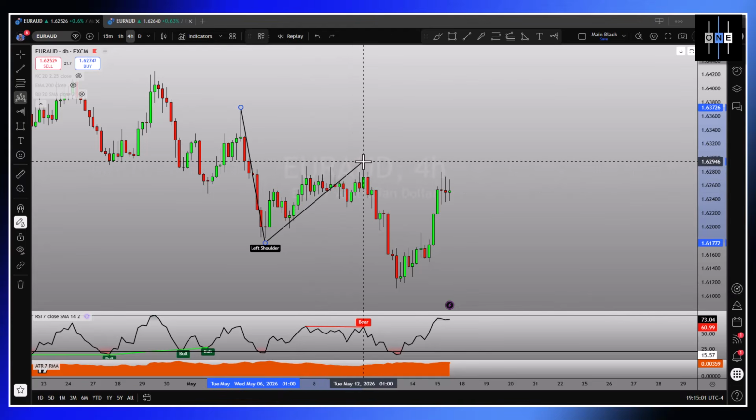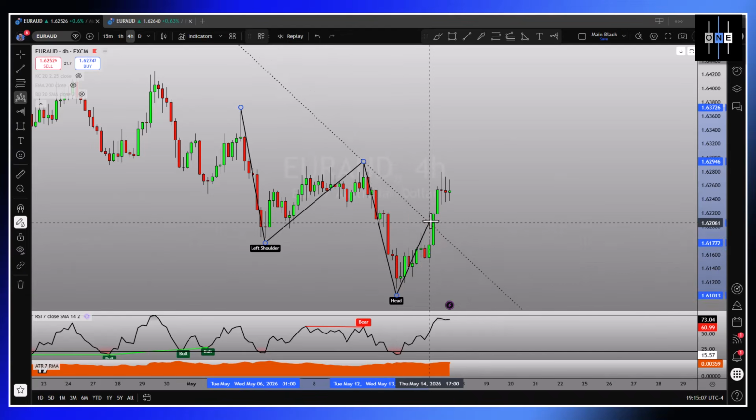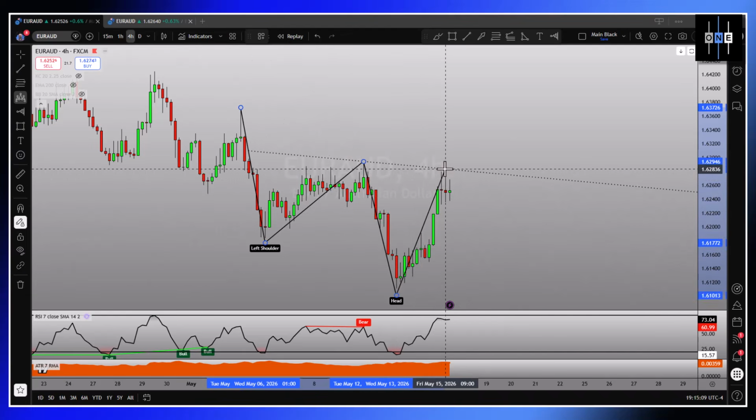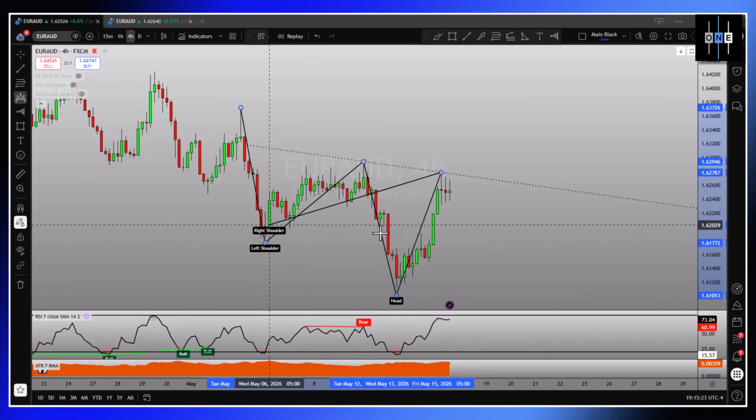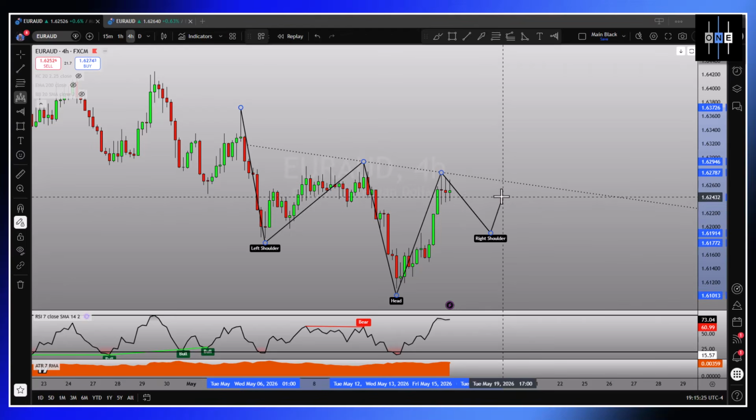Our bounce back up is going to be our left neck. Our extension down is going to be our head. And this most recent extension up, or failed extension, I should say, retracement up, is going to be our right neck. So what we need now for the completion of our head and shoulders is another retracement, ideally to a symmetrical level of our left shoulder. And then we need price action to break and close above the neckline.